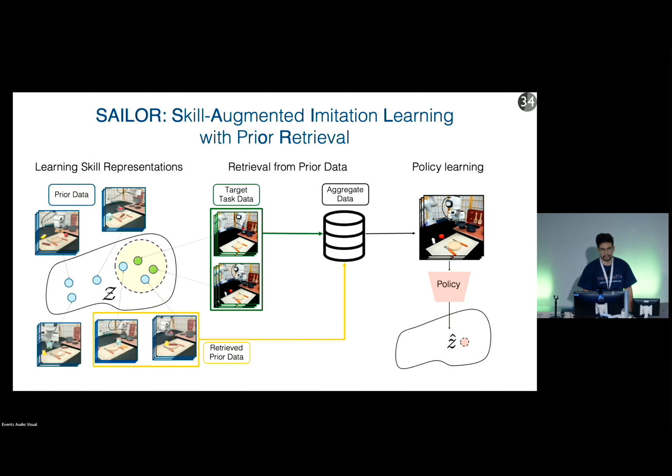We present Sailor, a hierarchical imitation learning method that learns skills from prior data and a skill-based policy for the target task. Now, to train the policy, we retrieve and learn from behaviors in the prior data that are similar to the behaviors in the target task data, enabling us to learn significantly more effective policies.